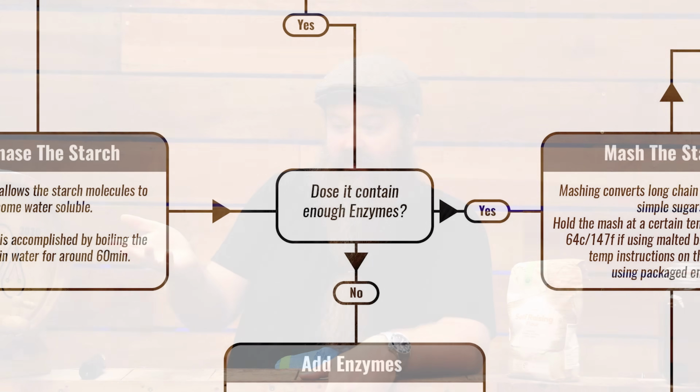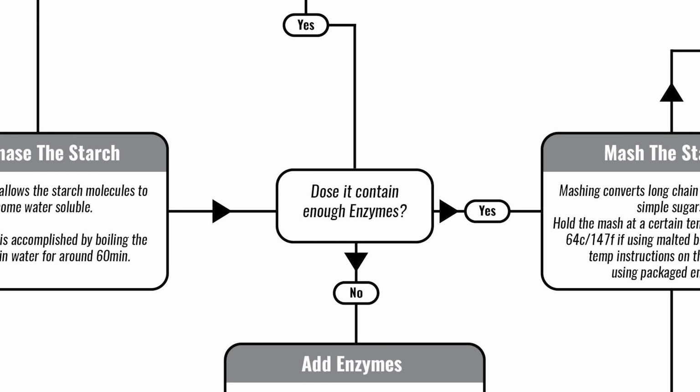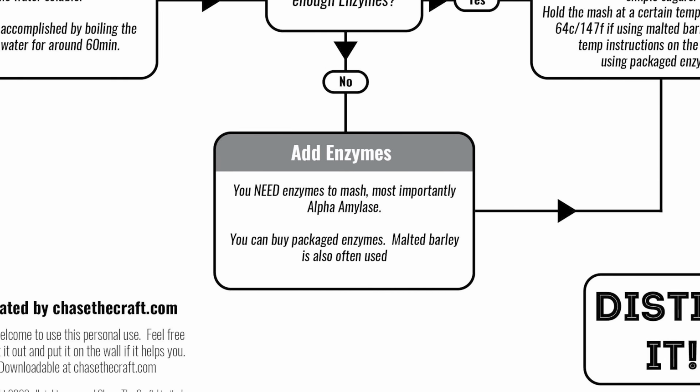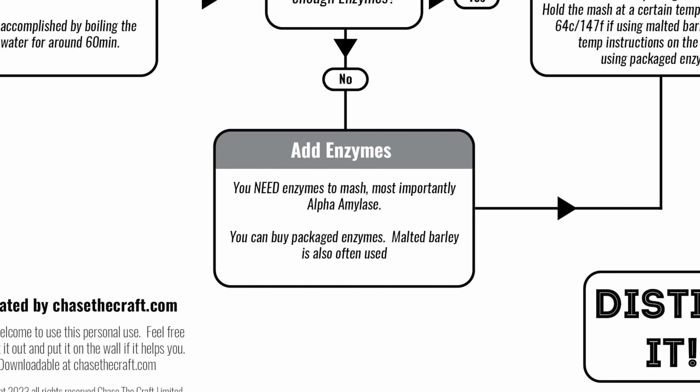Anyway, so we boil it for 1 hour. Now the starch is gelatinized. And we ask the question, does it have enough enzymes? And even if it did have enzymes, we just boiled the snot out of it for an hour. Even if we add sacrificial enzymes, we just boiled the snot out of it. So no, it doesn't have enough enzymes. We need to add enzymes in.